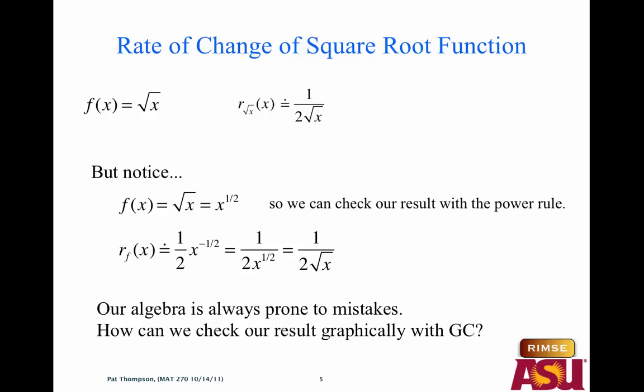All right, so then you did this in the homework, so let's do one together in class here. So our algebra is always prone to mistakes, and how can we check our result graphically with GC? Okay, so both of these we got the same answer, but both of them we did with algebra, right? We had to perform algebra to get this 1 over 2 square root of x. And so how can we check it? Let's do that.